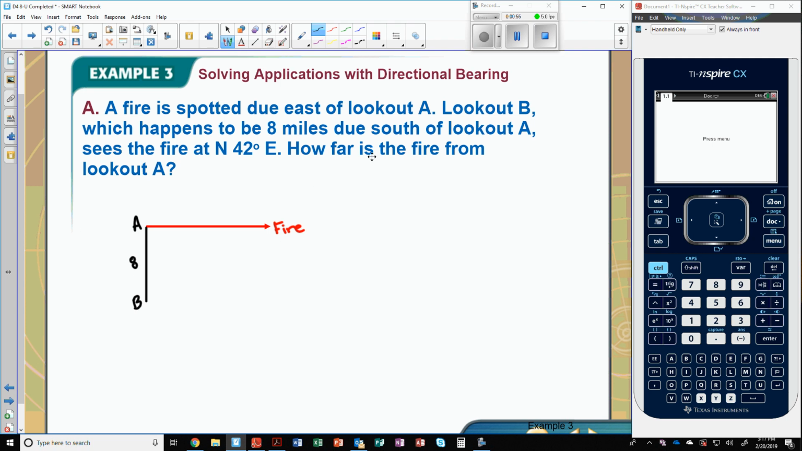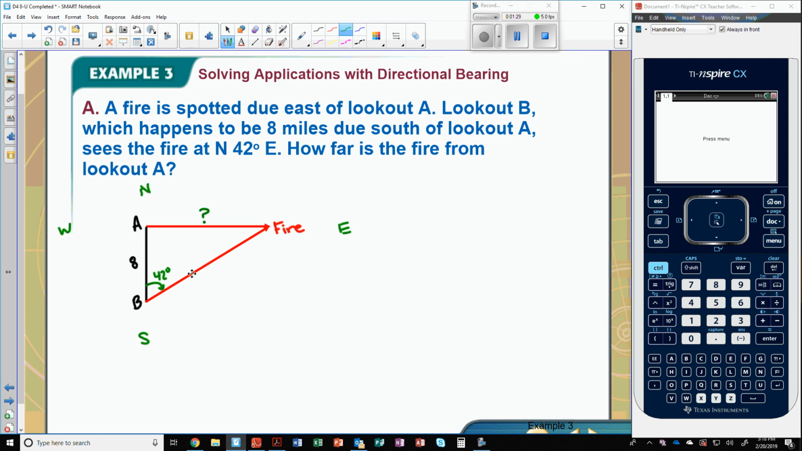Now, it says lookout B sees the fire at north 42 degrees east. So I'll add that in there. So this angle from north 42 degrees to the east spots the fire. So this angle right here should be from the north 42 degrees this direction. Because again, this is north, this direction's east, this direction's south, and this way would be west over here. How far is the fire from lookout A? So I'm looking for this piece right there.